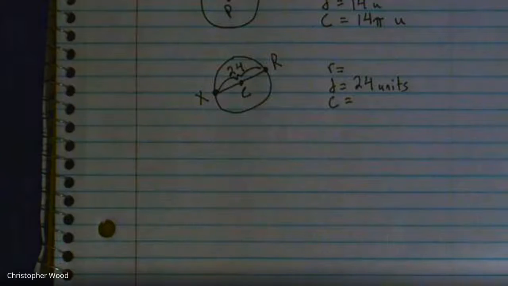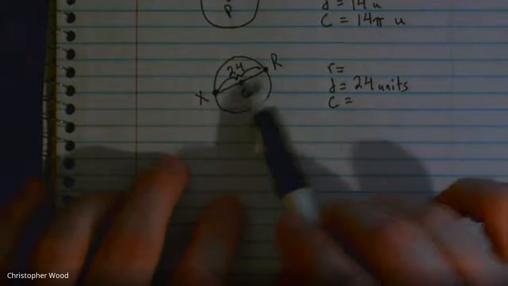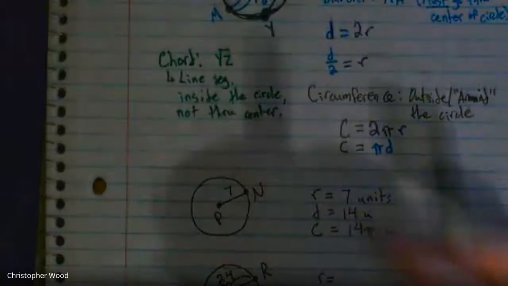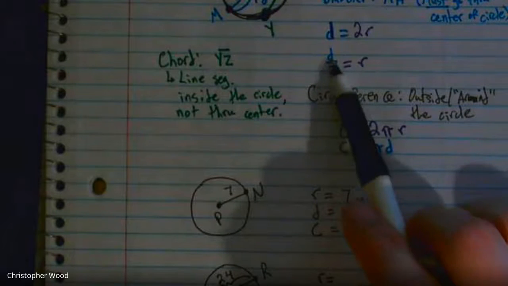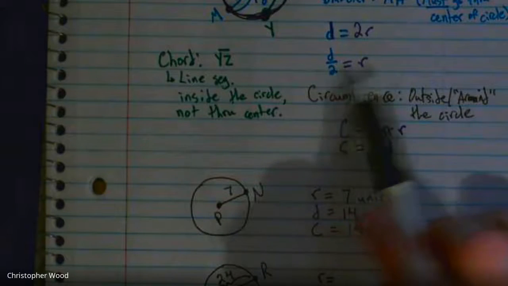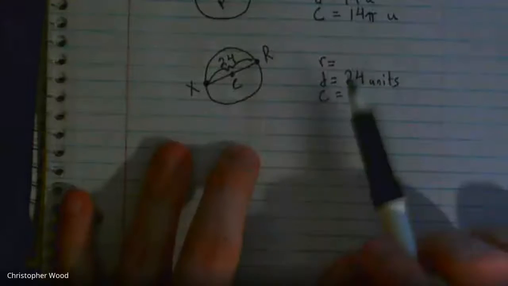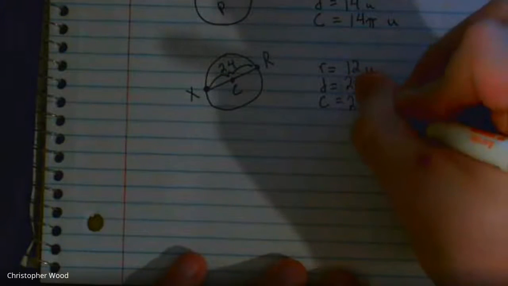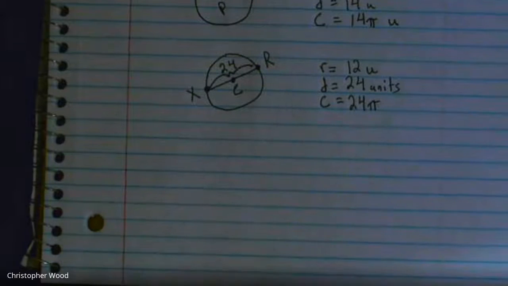The radius I know is only half of it from C to R. Again, if I know what the diameter is, I cut it in half to get radius. So I know the diameter is 24. I cut that in half. It gives me 12 units. There's my radius. And the circumference is just 24 pi. It's the diameter times pi, or 2 times the radius times pi, 24 pi.